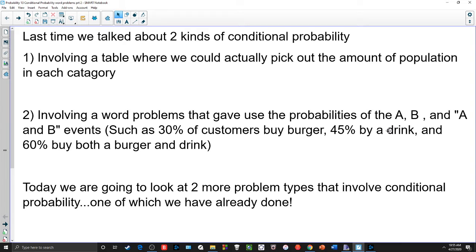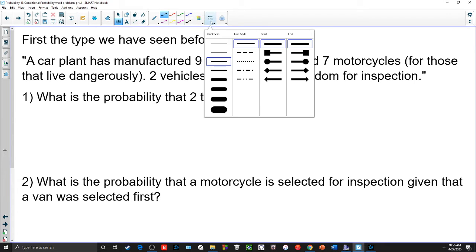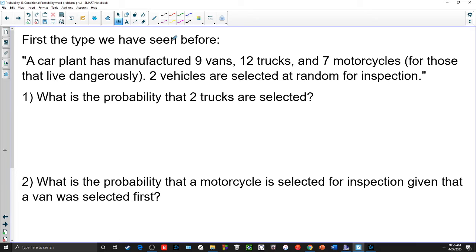So today we're going to be looking at two more types of word problems, one of which we actually have already done before. One is just a very basic twist on something we've done many, many times before. So let's start with that one, just to start out a little bit easy. This is a fractional problem. Something like this would happen.